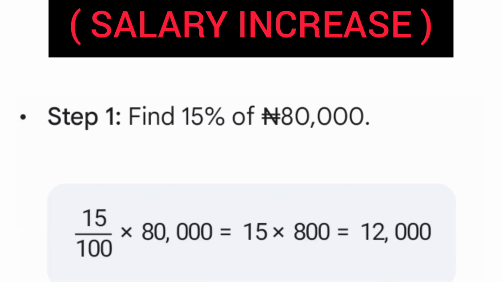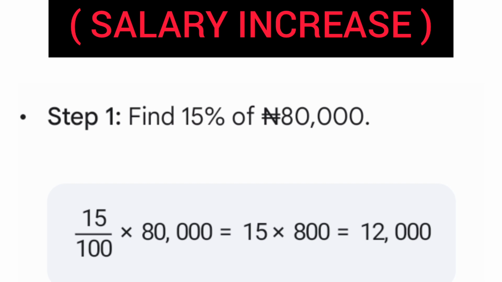Step 1, we find 15% of 80,000 naira, which is 15 over 100 times 80,000. And this gives us 12,000 naira. By saying 15 times 80,000 divided by 100, we are going to have 12,000.